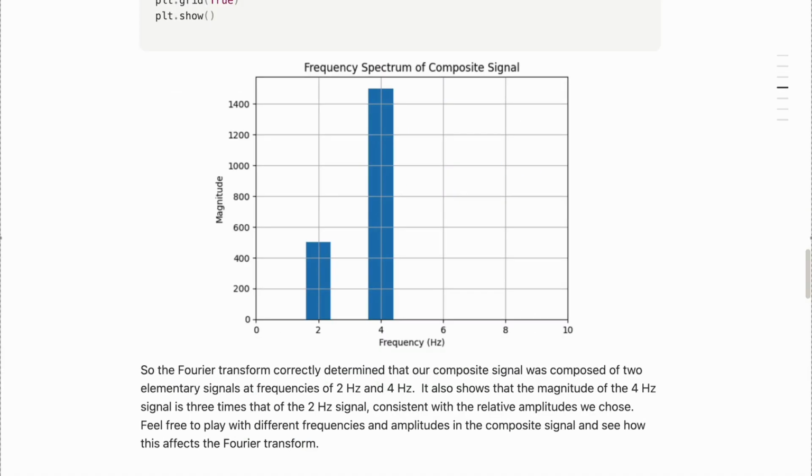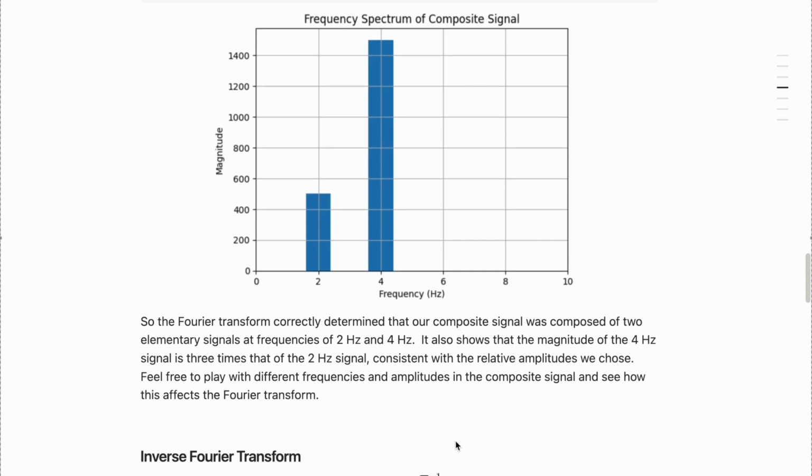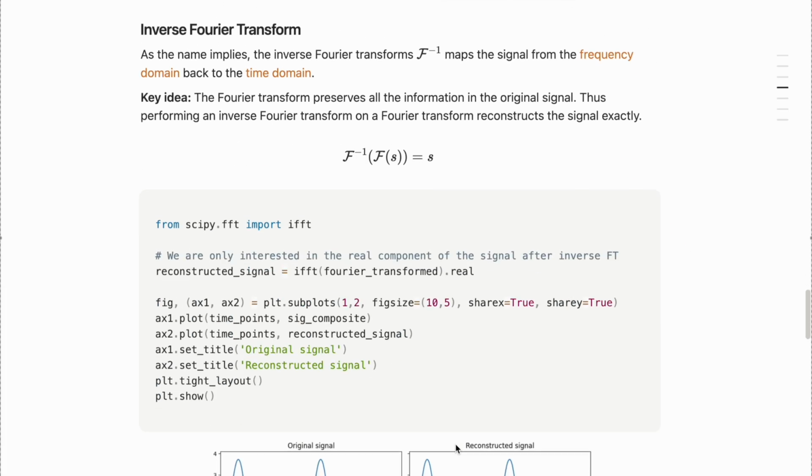There is a Colab notebook that accompanies this lesson, and it is linked in the slides, and I'll also link it in the description of this video. Feel free to create your own composite signal composed of 2 or 3 or 4 different elementary signals, and then apply the Fourier transform to see what type of frequency spectrum you end up with. Now let's talk about inverse Fourier transform.